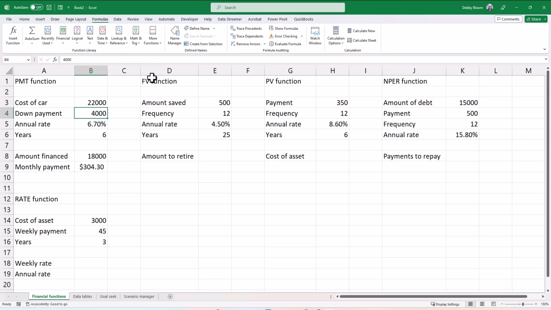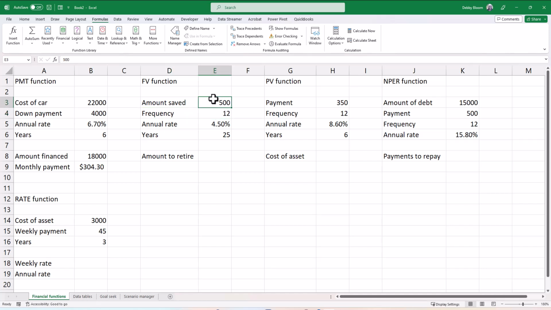Now let's move on to our FV function. All of these functions are very, very similar. FV is used when you want to make payments and attain an amount in the future. So in this case, I'm going to say $500 a month. This time I made it a little different, in that I added the frequency. So 12 means you're doing it monthly.